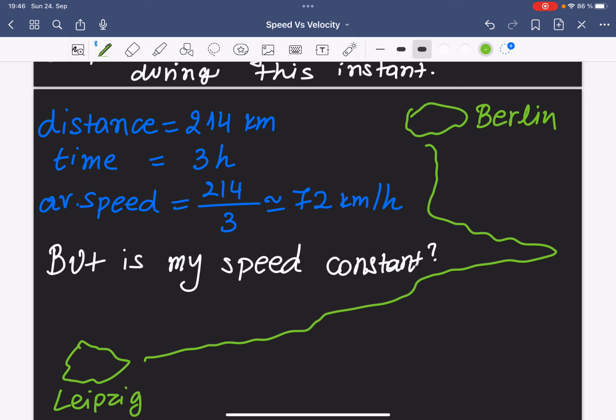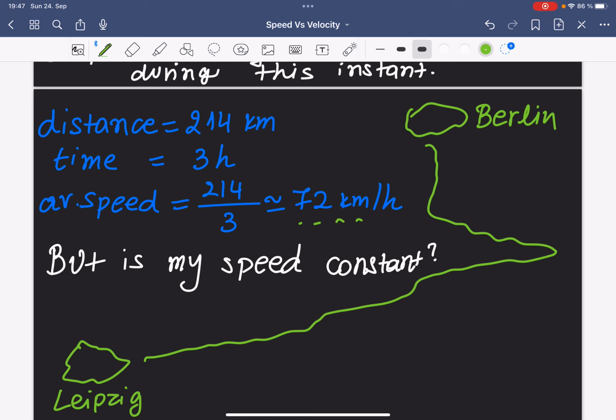Of course not, because during this trip, there were areas of the trip where you were able to speed up to 150, 160 kilometers per hour, areas where you had to slow down to 0 kilometers per hour in case you encountered construction sites, which is quite often between Leipzig and Berlin. So your speed varied a lot through this trip. Your average speed, though, which again is derived by knowing the total distance and the total time of the trip, was 72. But in different instances of the trip, you definitely reached higher speeds.